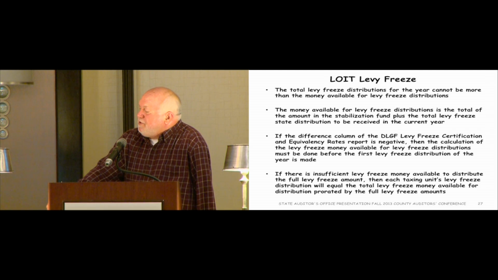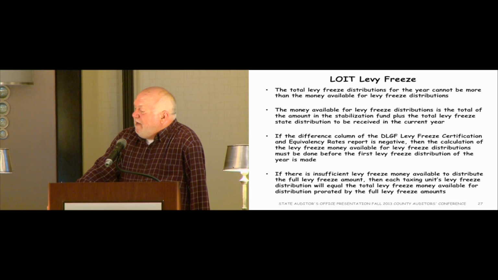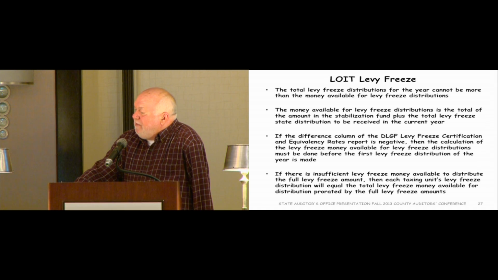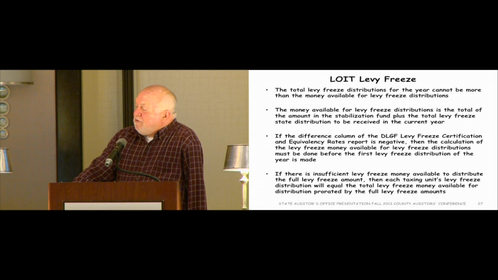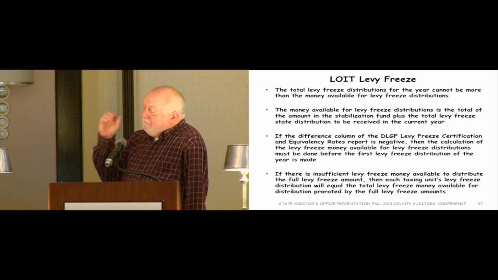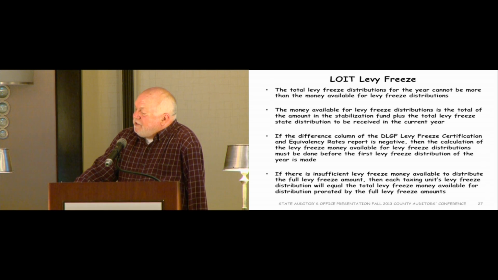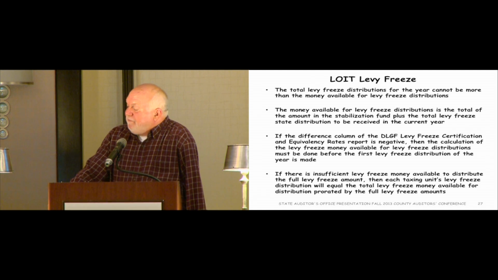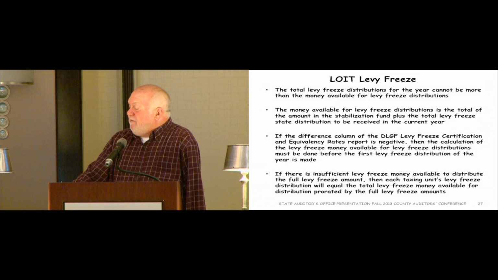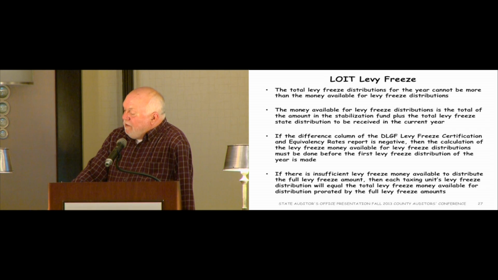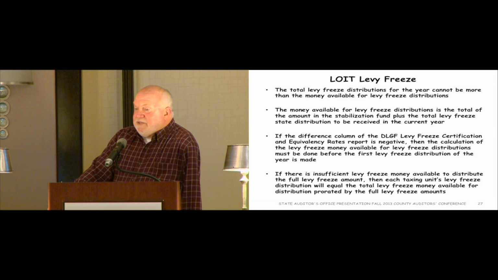Your total levy freeze distributions for the year cannot be more than the money you have available for the levy freeze distributions. And the money available for levy freeze distributions is the total of the amount in the stabilization fund plus the total levy freeze state distribution in the current year. So if the difference column of the DLGF levy freeze certification report is negative, then the calculation of the levy freeze money available must be done before the first levy freeze distribution is made. And if there's insufficient levy freeze money available to distribute the full levy freeze amount, then each taxing unit's levy freeze distribution will equal the total money available for distribution prorated by the full levy freeze amounts.